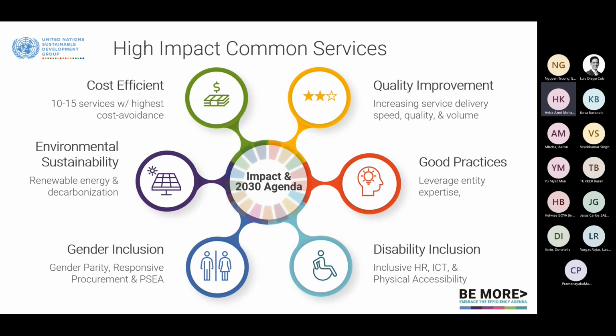Another component focuses on good practices, leveraging entity expertise, sharing and upscaling the resources produced by the different UN entities in order to improve service delivery, and we don't seek to reinvent the wheel, as they say. The third area is disability inclusion, and in the disability inclusion component, we have three main core areas: the inclusive HR, the inclusive ICT, and physical accessibility. And in the following area, gender inclusion, we have a number of components as well. We focus on gender parity, responsive procurement, and PSEA. In the environment sustainability area, we focus on two main aspects, which are renewable energy and decarbonization.